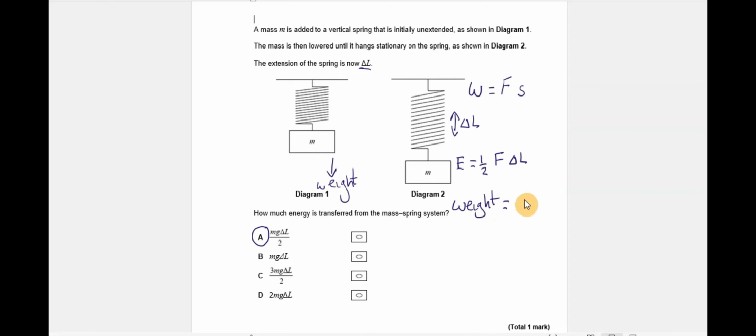and the weight of any object is equal to its mass multiplied by the gravitational field strength. So if the force is the weight and weight is equal to mg, then I can replace the force in this equation with mass times gravitational field strength to give me that equation, which is answer A.